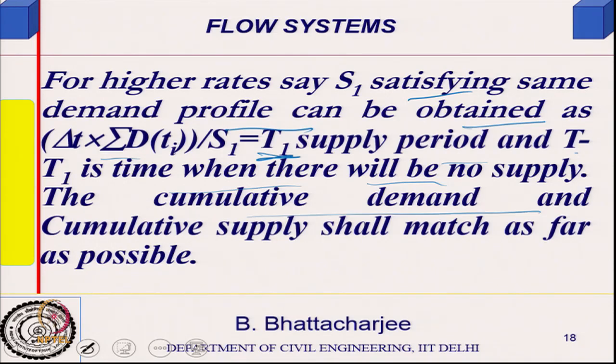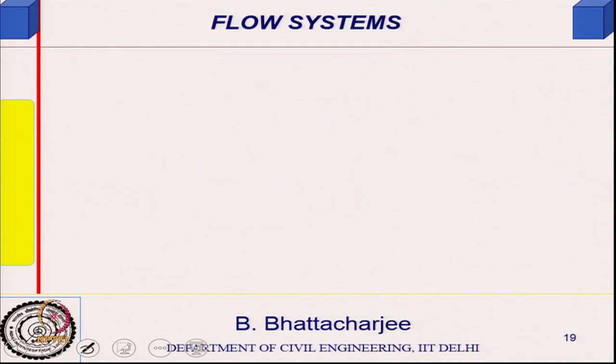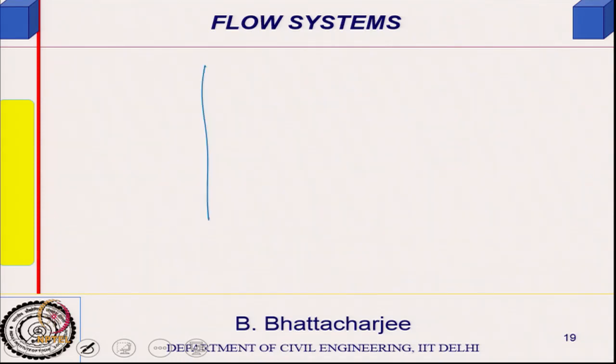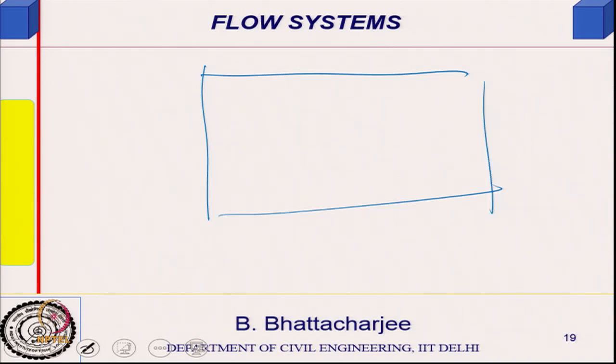So, cumulative demand and cumulative supply shall match at the end, and this is the period. So, S 1 is the supply rate. So, one can, that formula I have already told you. Now, you can find out the total cost, because now I can draw it in tabular form, my demand profile is fixed.